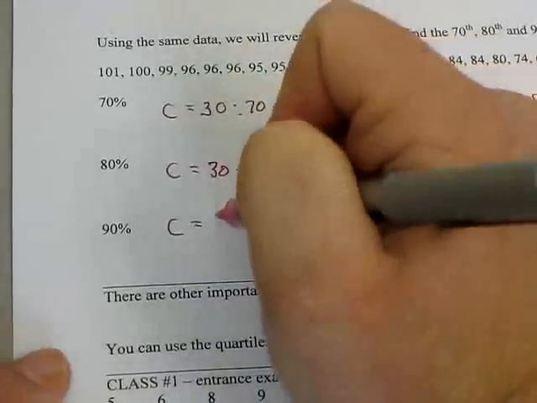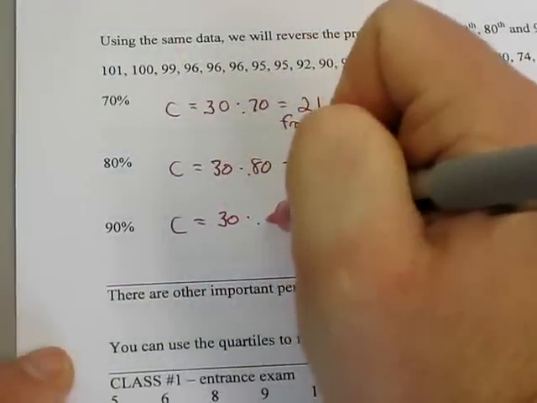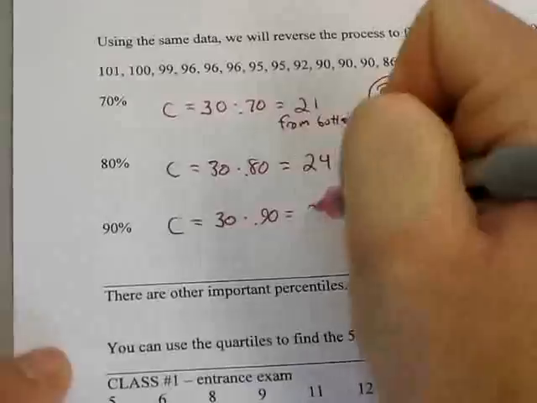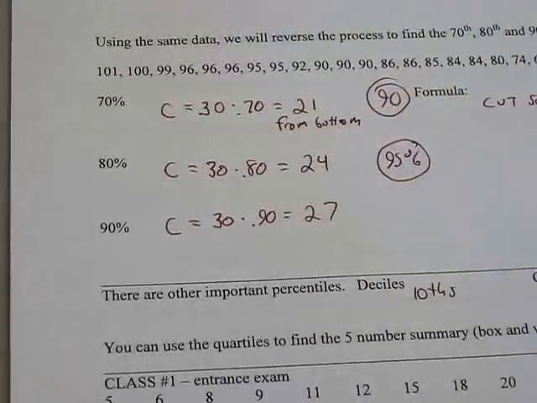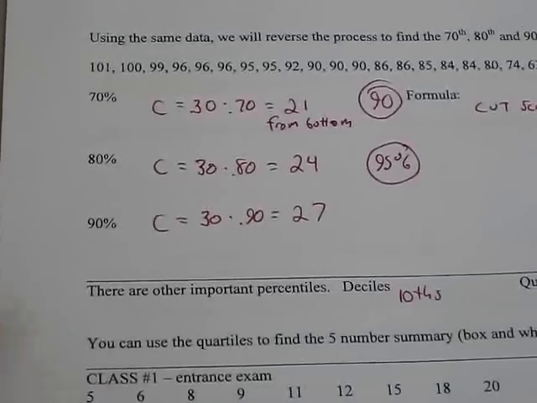Alright, here we go. This is 30 times 0.90 equals 27. I'm going to pause the video here, and then I will be right back for part 2.